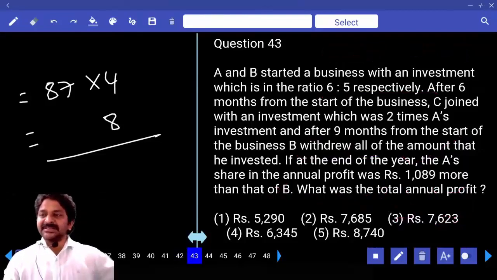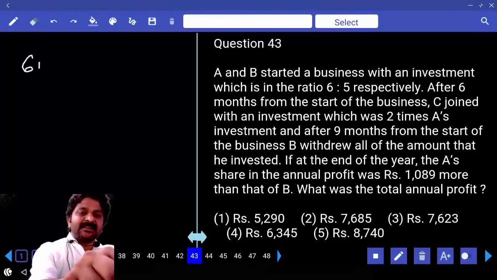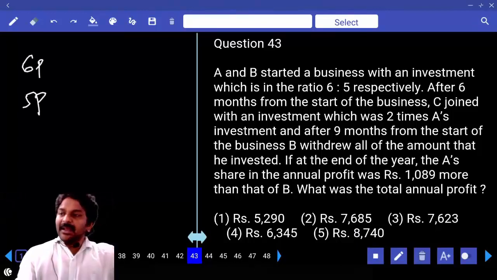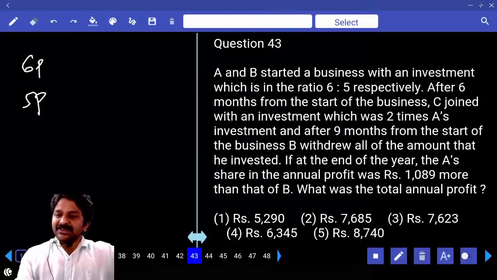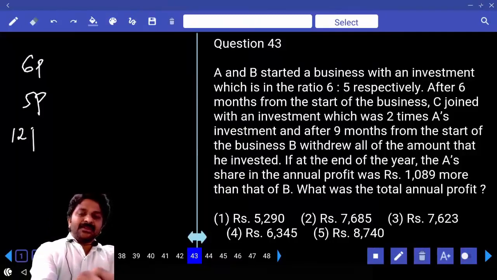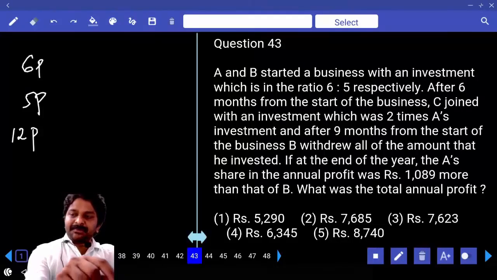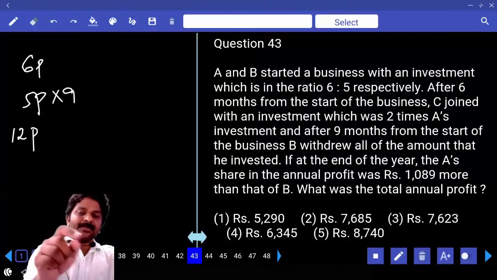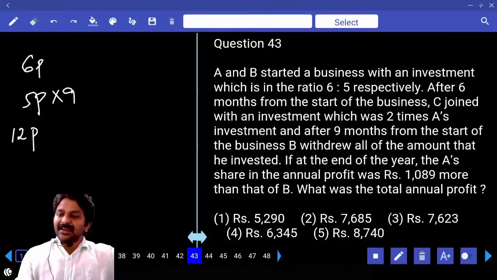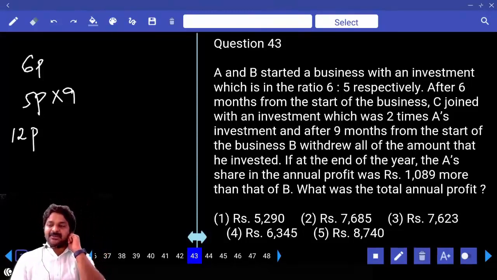A and B started a business with investments in the ratio 6:5, 6 parts and 5 parts. After 6 months from the start of the business, C joined with an investment which was 2 times A's investment, that is 12 parts. And after 9 months from the start of the business, B withdrew all of the amount invested. So B is in the business for only 9 months. At the end of the year, A's share in the annual profit was 1089 more than that of B. What was the total annual profit?